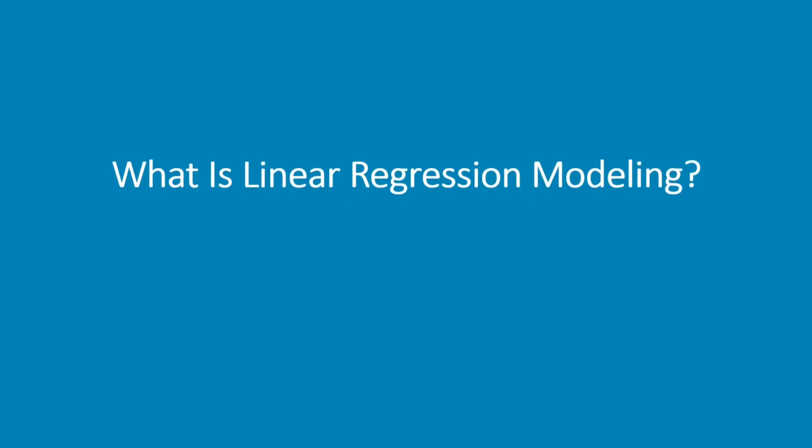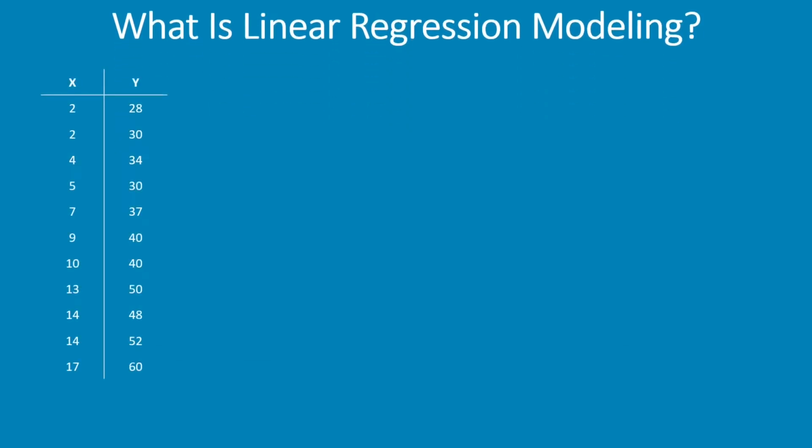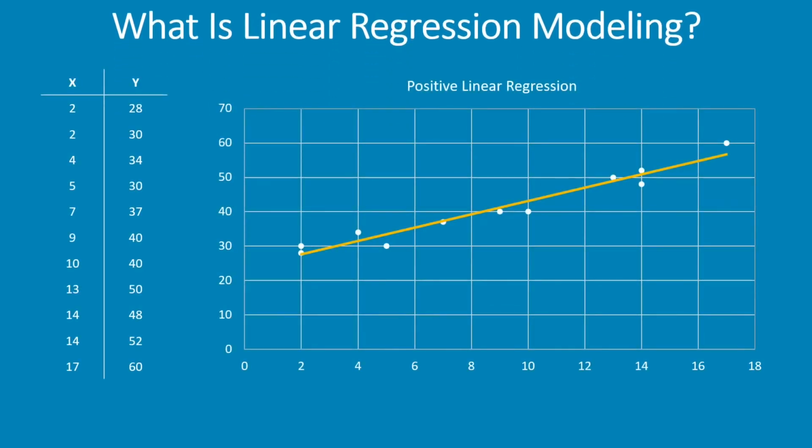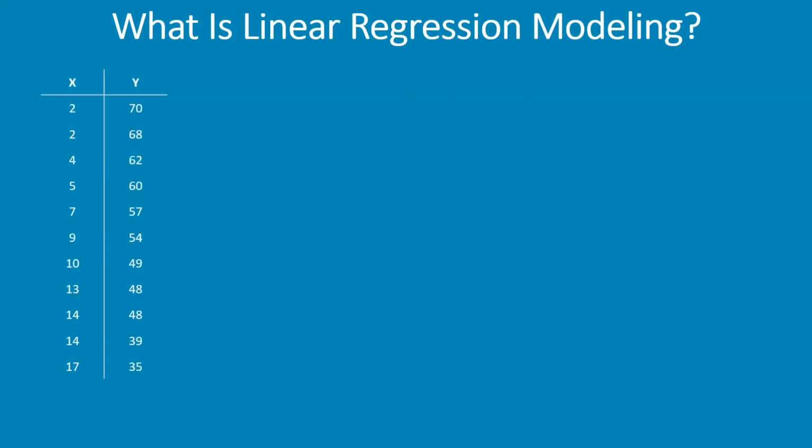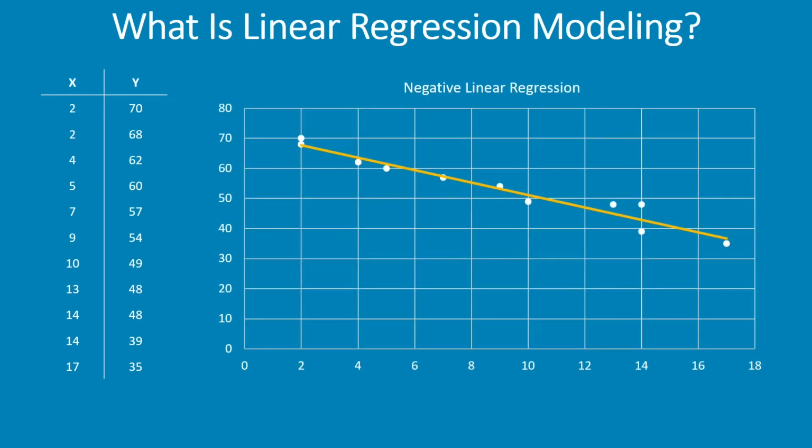For instance, if we take these fake data points, plot them on a graph, and draw the regression line, the result will be positive linear regression. This implies that as x increases, so does y. However, if we go ahead and plot these points in the same way, we will see a negative regression, which means that in this situation, y decreases as x increases.